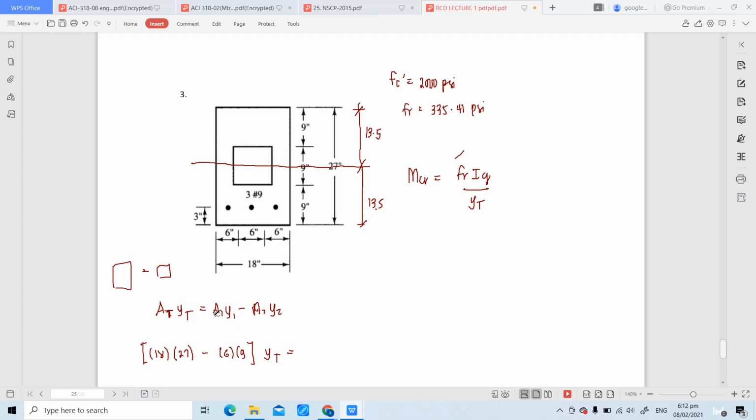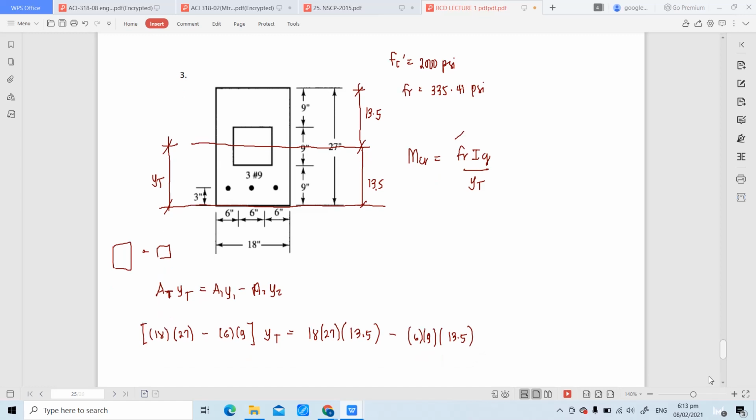Y sub t is unknown. A1, gawin natin A1 ay yung malaki. I-base natin yung centroid location lang sa axis na yan. This is y sub t. So A1, i-consider natin yung area ng malaking rectangle na yan, and that is 18 times 27 multiplied by yung centroid location nun papuntang extreme tension fiber. So that is kalahati ng 27, 13.5. Tama? Minus A2. Ang A2 ay 6 by 9, multiplied by Y2. Yun yung centroid location ng butas papunta kay extreme tension fiber. So that is 9. Kalahati ng 9, 4.5. So that is 13.5 also. So dapat y sub t na makompute natin ay talagang 13.5. Parehas lang ba yung value? Opo. Parehas po. Yes, sir.